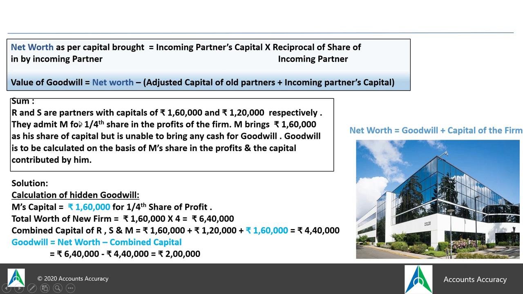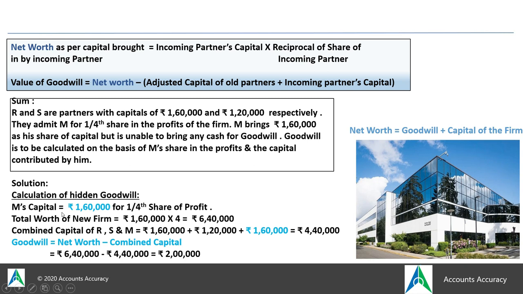Suppose R and S are two partners with capital of 1,60,000 and 1,20,000 respectively. They admitted M for a 1/4 share of profit in the firm. M brings 1,60,000 as his share of capital but is unable to bring any cash for goodwill. Goodwill is to be calculated on the basis of M's share in profit and the capital contributed by him. So what you are noticing here is that the new partner M has been admitted for a 1/4 share of profit, and he brings 1,60,000 for his capital.